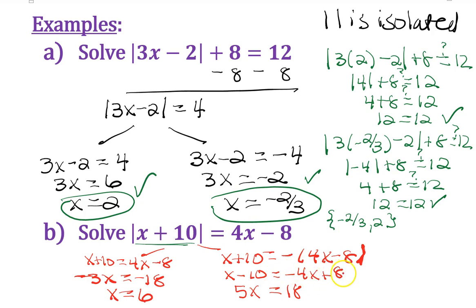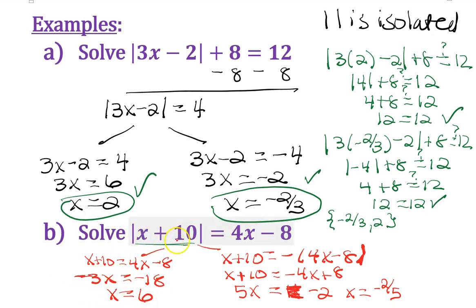Did I do that right? Oh, this is x minus 10. So it should be 5x equals negative 2, and x will be equal to negative 2/5. We're going to substitute both of them in. I'm going to do this a little bit more as a mental substitution.